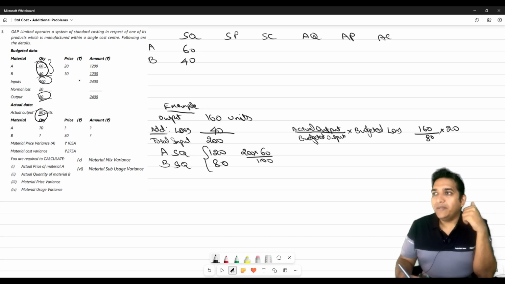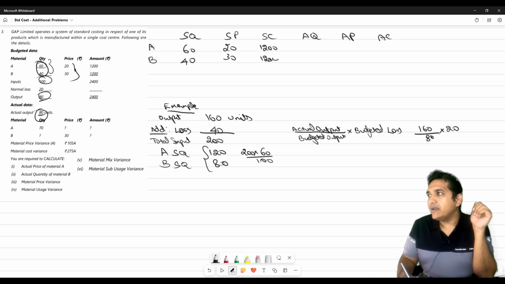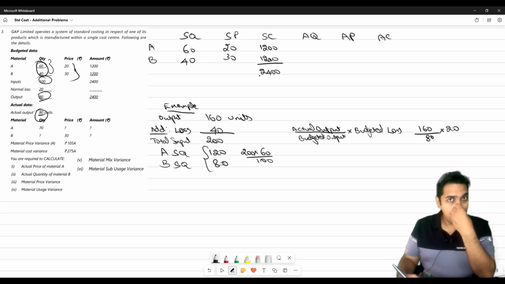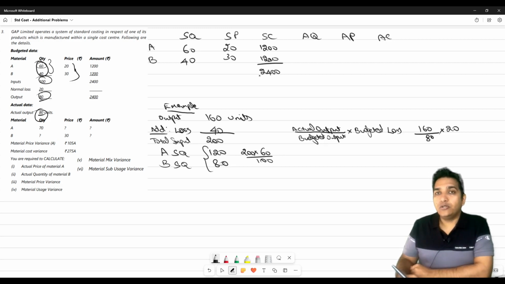Now coming to standard price. Standard price will be equal to my budgeted price. I will not have a separate price for my budgets and separate price for my standards. Standard price and budgeted price will always be the same. So we can take that 20 and 30. So if we multiply these two, we get 1200. In total, we get 2400 as my standard cost. 2400 is my standard cost.